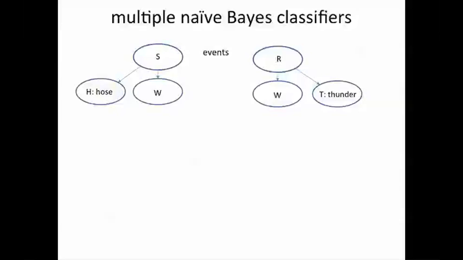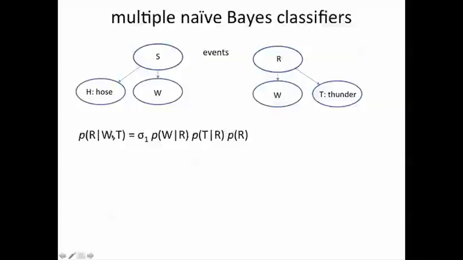Now let's imagine we had multiple classifiers, one for rain and one for whether the sprinkler is on or not. The rain classifier deals with features like wetness of the grass and thunder, whereas the sprinkler classifier deals with wetness of the grass, of course, but also whether or not one sees a hose on the ground. The probabilities for each of the classifiers work just like before.